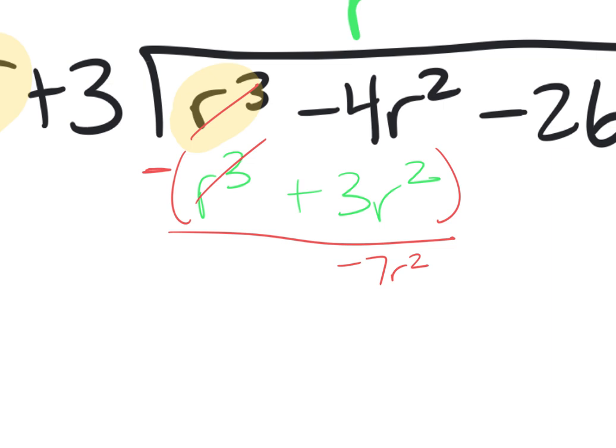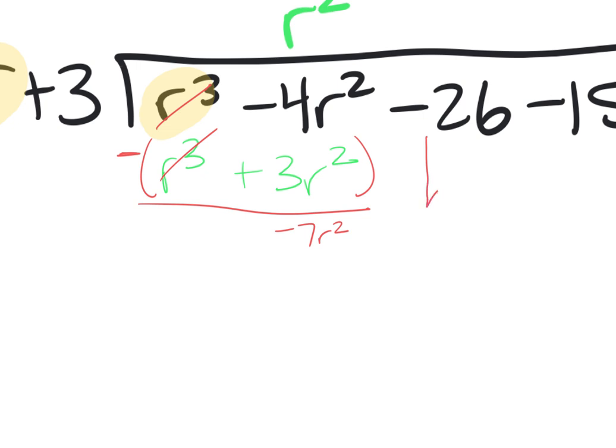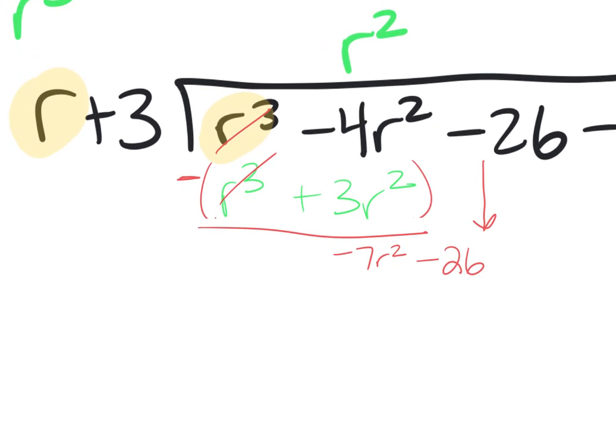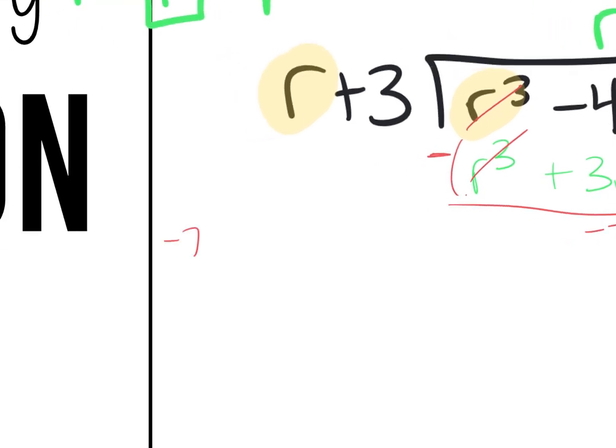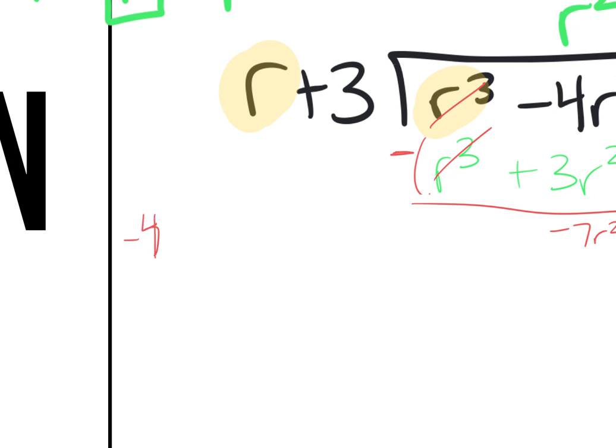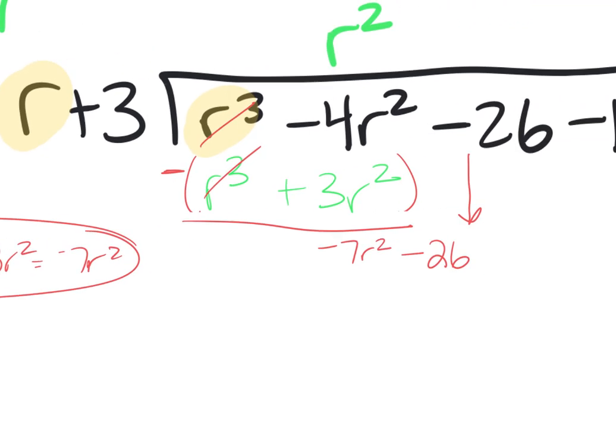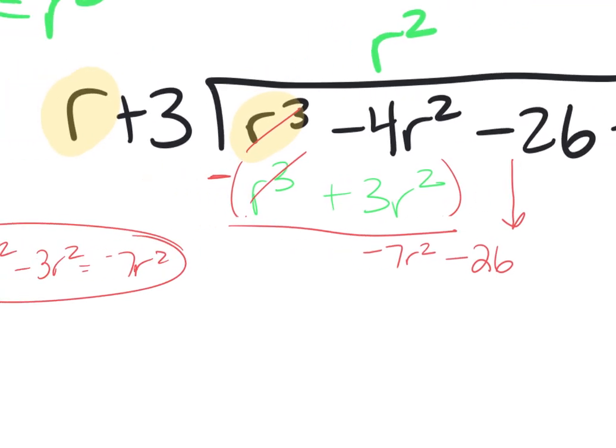So I subtracted. Now I'm going to bring down. Bring down your next term. Minus 26. Now I'm repeating. I got to divide again. I'm sorry, how did you get negative 7r squared? Negative 4 minus 3. So if I wrote it out like this, negative 4r squared minus 3r squared, that's negative 7r squared. Okay? Okay, so now we're back to repeating.